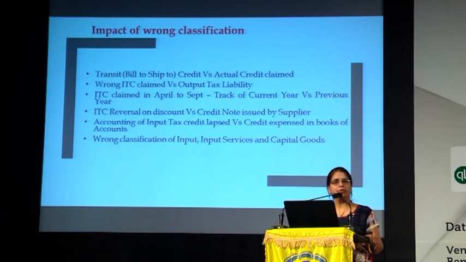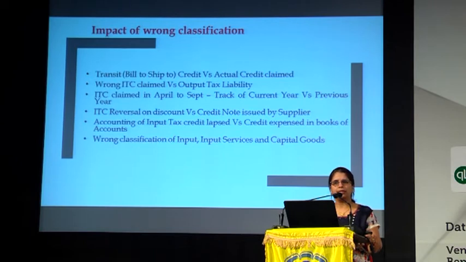Bill to ship to transactions: I have treated them as regular transactions and not classified them as bill to ship to transactions. Will it have an impact on your credit? It was a bill to ship to transaction, but I have wrongly classified it as an actual transaction. Because bill to ship to goes with a different place of supply. So if that classification is wrong, then whatever input tax credit you have availed will also go wrong.